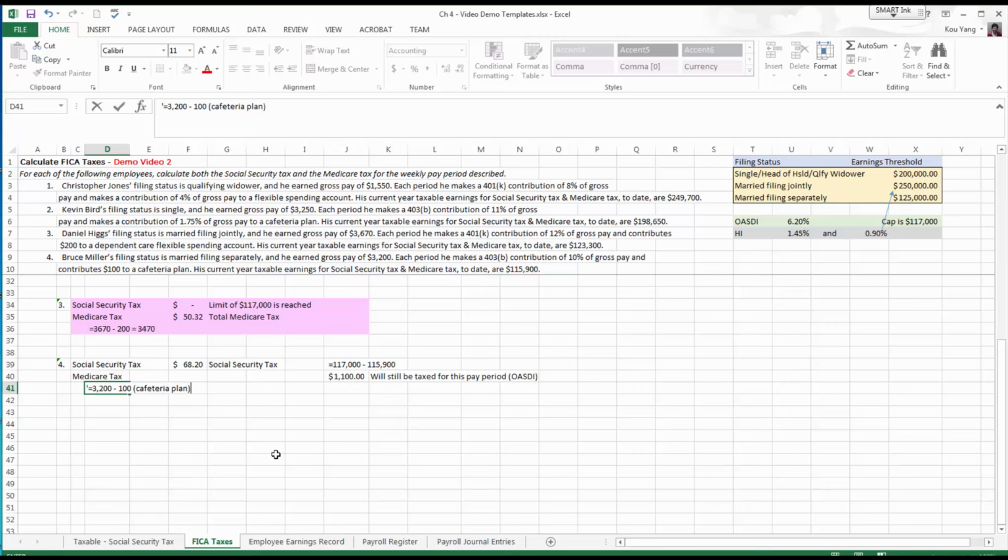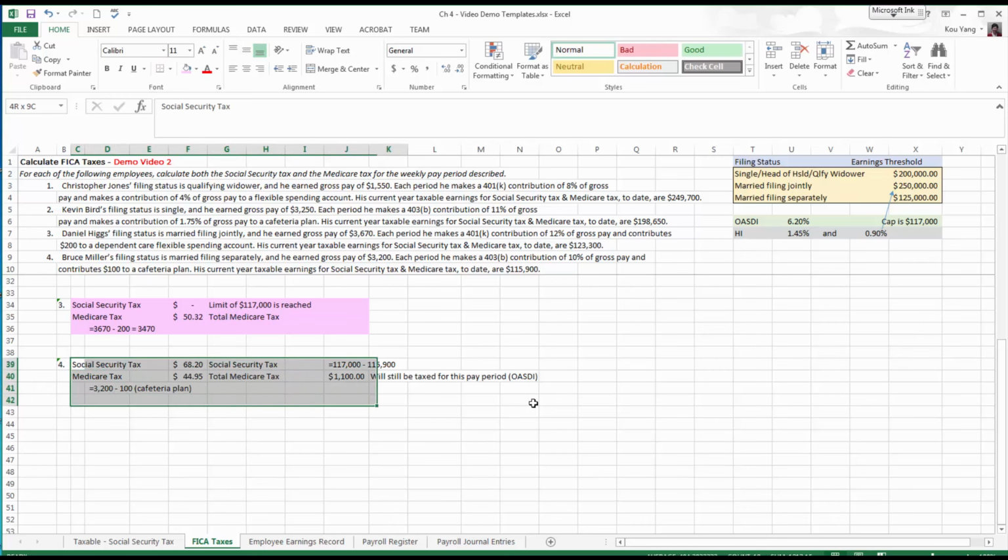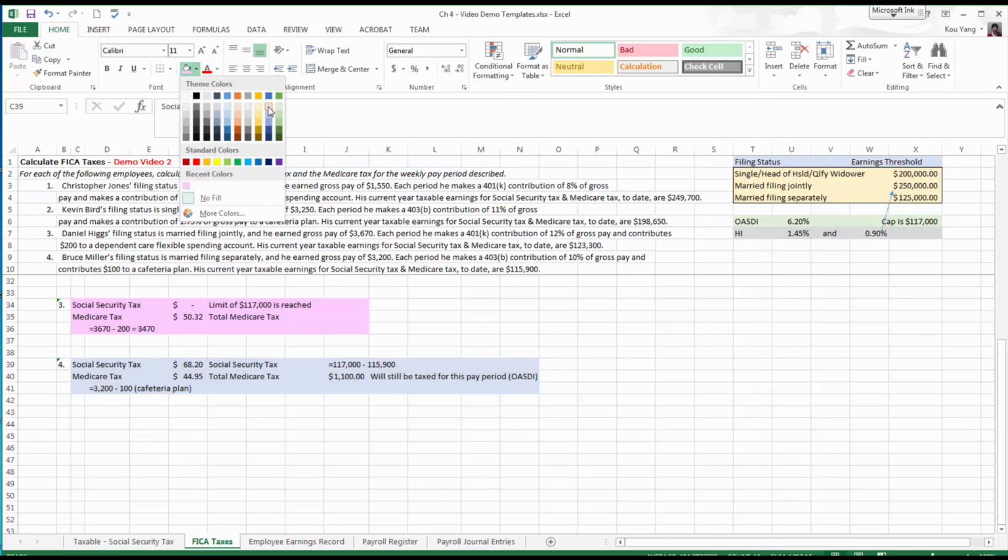I'm going to multiply that by the 0.0145 to get a Medicare tax of $44.95. So that's that one for Bruce Miller.